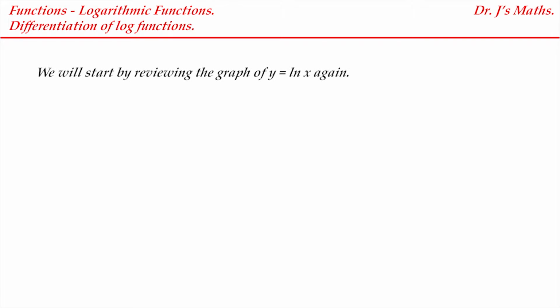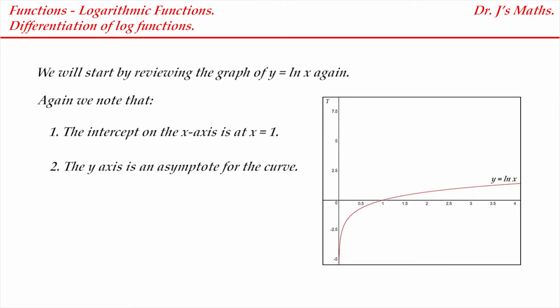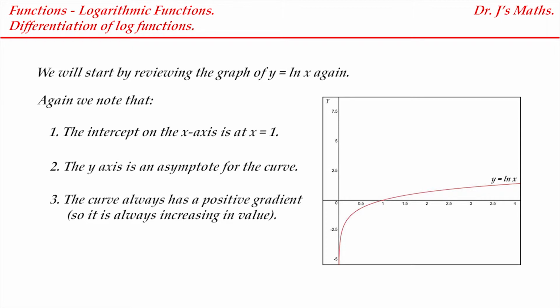So we will start our learning by reviewing the graph of y equals log x again. Again, we note that the intercept on the x-axis is at x equals 1. The y-axis is an asymptote for the curve, and the curve always has a positive gradient, so it is always increasing in value.